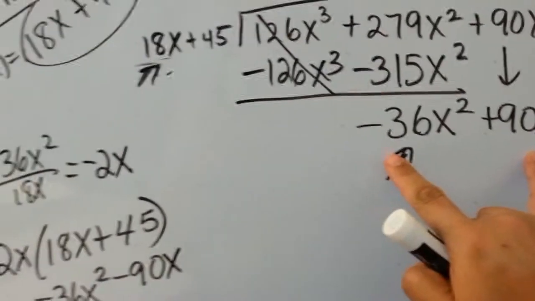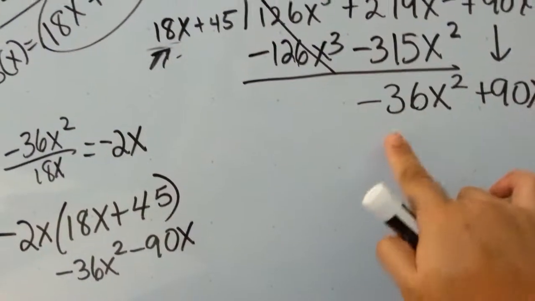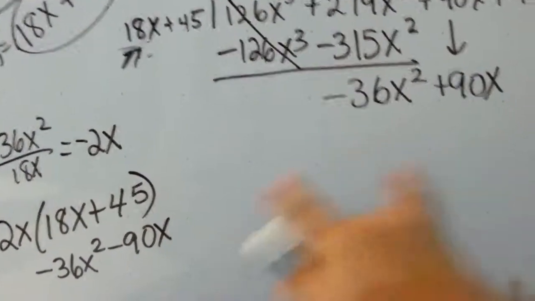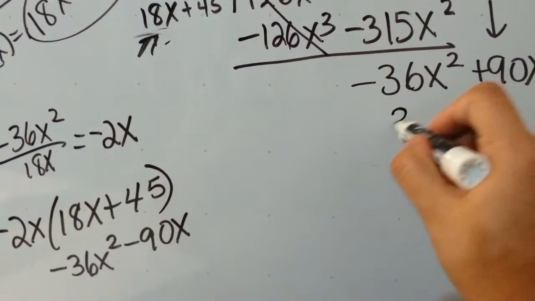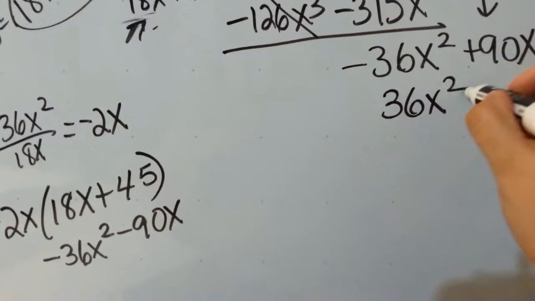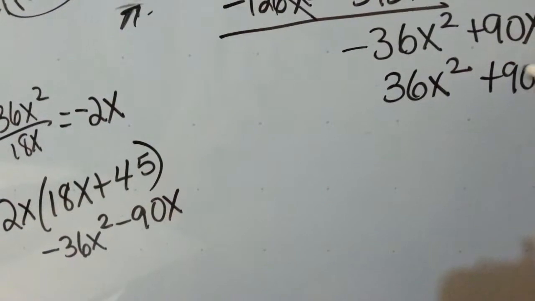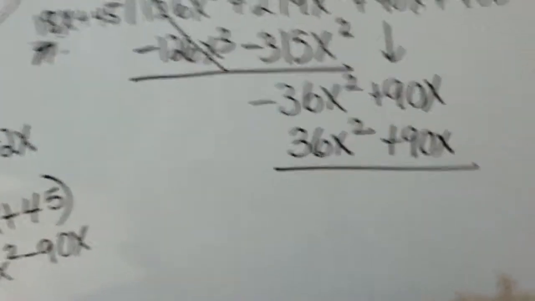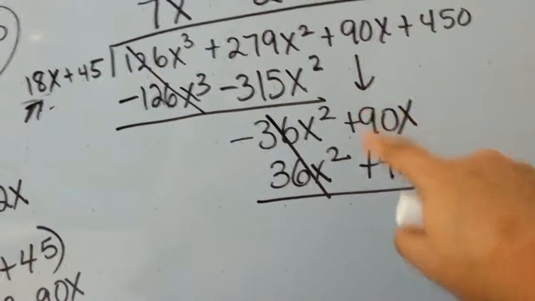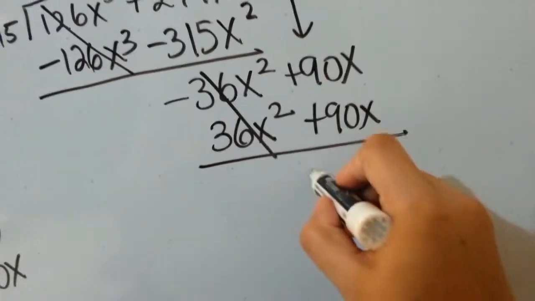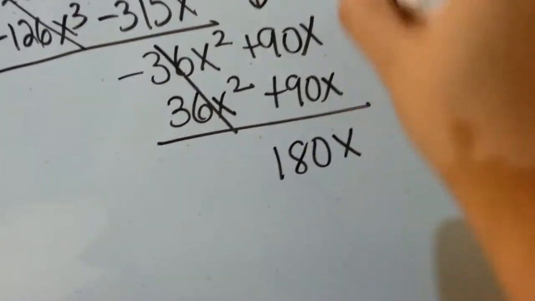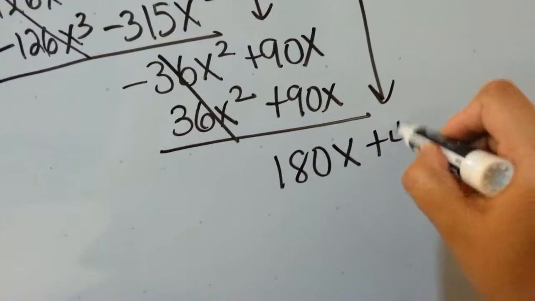Alright, so that's what's going to go over here, but we have to remember that when we transfer it over here, we have to change the signs. So since both of them are negatives, they're going to become positive. And then these don't cancel, which is where I think a lot of mistakes were made. They're both positive, so it becomes 180x. And you bring down the 450, right?